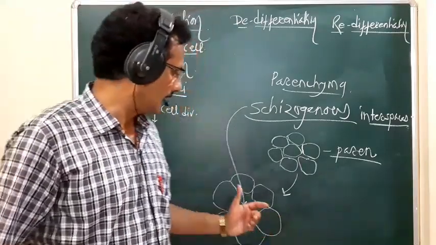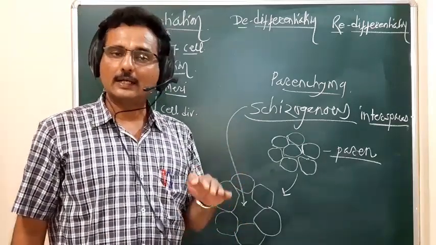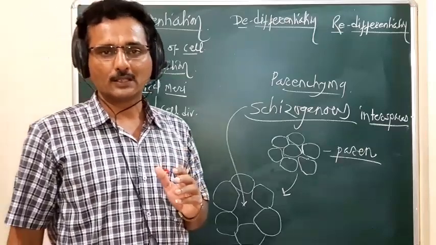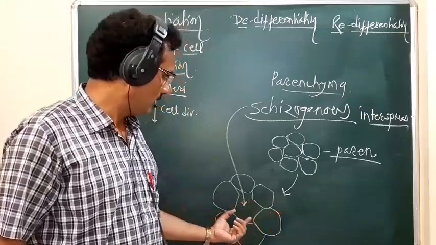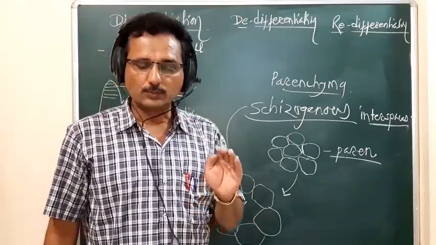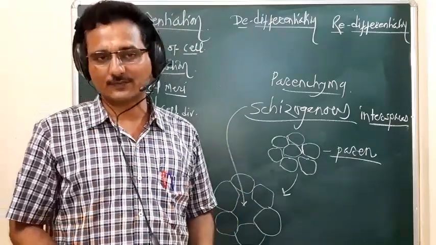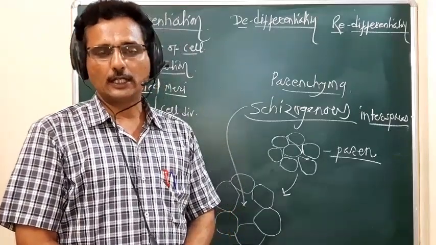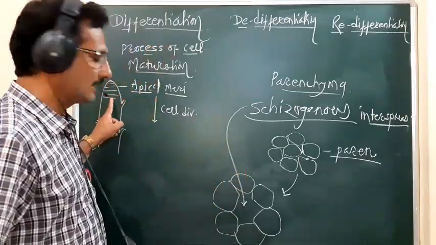म्हणजे हा एरेनकायमा हा टिश्यू त्या एक्वेटिक प्लांटला पाण्यावर तरंगण्याची क्षमता निर्माण करून देतो किंवा त्याच्यामध्ये ती क्षमता आणतो, because they are having such type of schizogenous interspaces. And so because of this, that aquatic plant easily floats over the water surface. So such type of the tissue gets differentiated from its original meristematic cell.